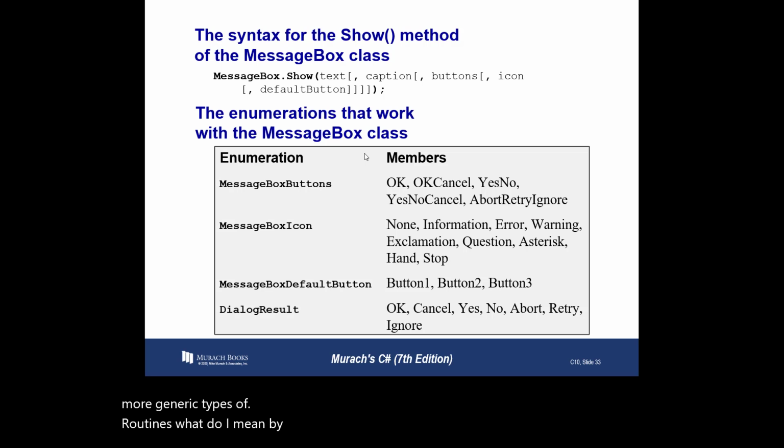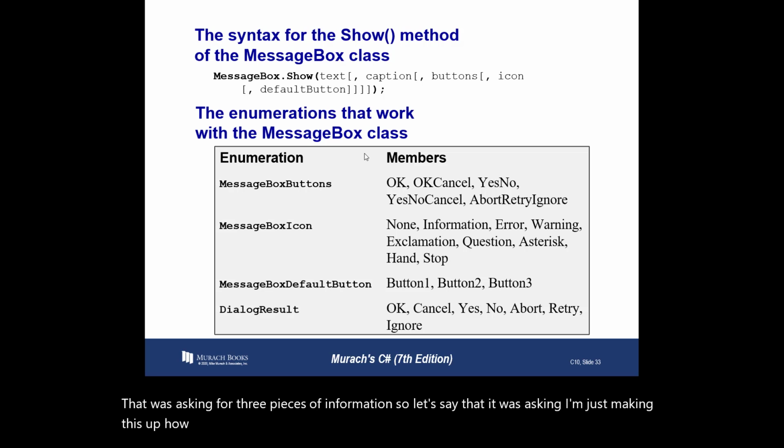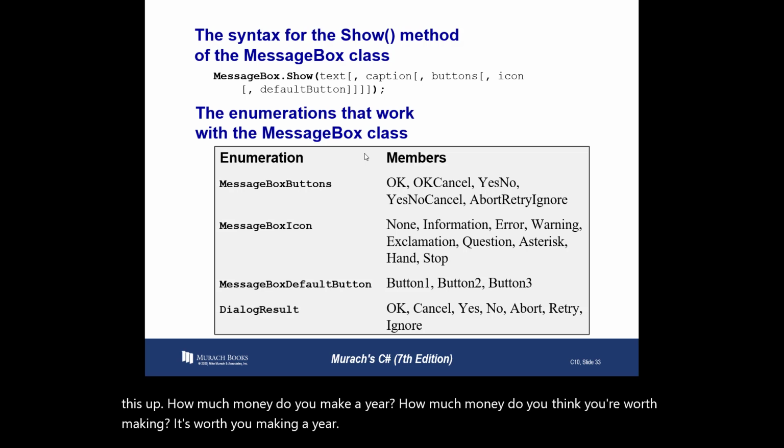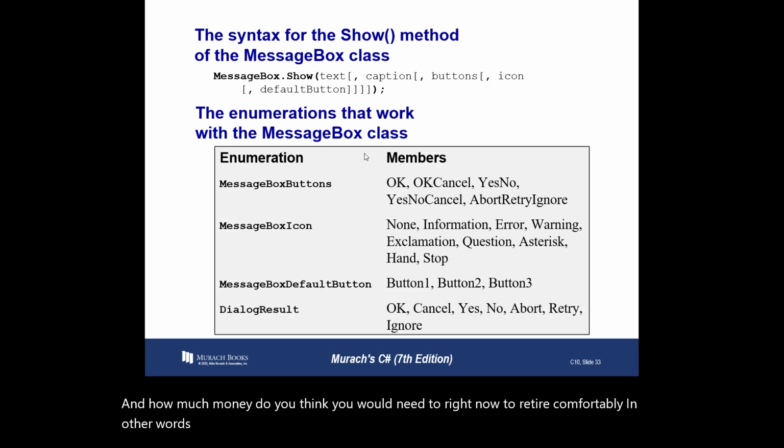Let's suppose for a second that we had a form that was asking for 3 pieces of information. So let's say that it was asking, I'm just making this up, how much money do you make a year? How much money do you think you're worth making a year? And how much money do you think you would need right now to retire comfortably? So in other words, it would be asking you for 3 different decimal amounts.